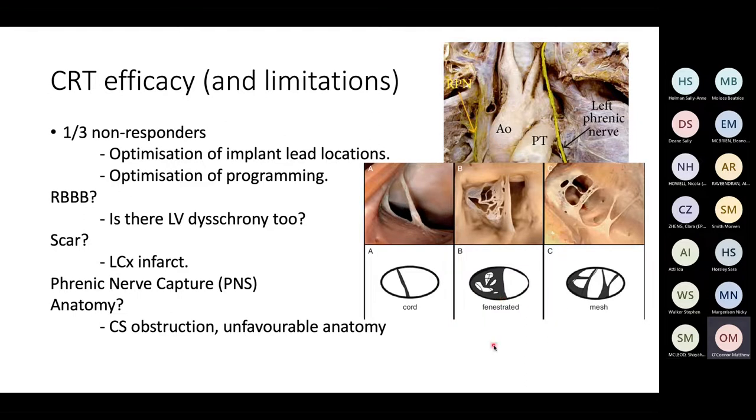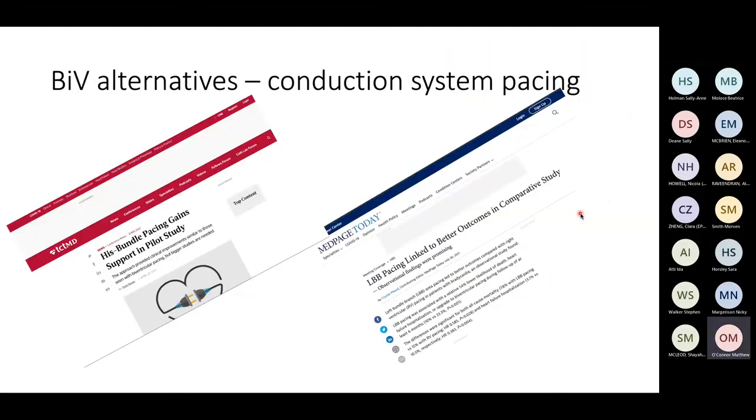Then there are some more anatomical difficulties. So these are pictures of the ostium of the coronary sinus, so the way into the venous system from the right atrium. Mostly it's usually just a central hole that you can place catheters and leads down. But there are variations on valves that are across the ostium that can progressively become more obstructive, meaning that you can't get into it, or you can't pass a lead into it easily or sometimes at all. So there are difficulties with CRT.